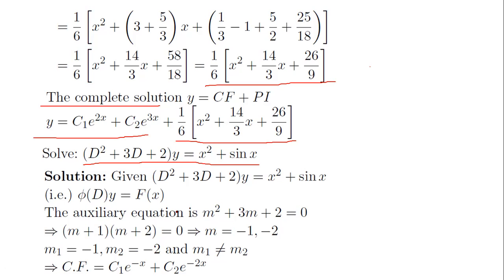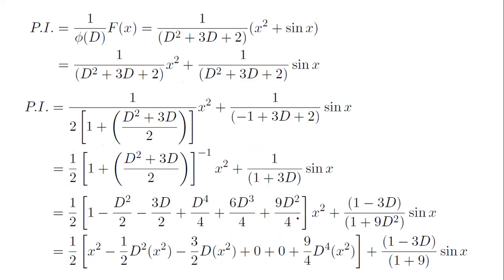So as per that, if you substitute D = m, you will get the auxiliary equation m² + 3m + 2 = 0. Then we will get the complementary function. That is very easy to find. And then in the particular integral, we have 1 by (D² + 3D + 2) into (x² + sin x). If you keep it as it is, we are not able to find it, therefore we have to split that into particular integral 1 and particular integral 2.